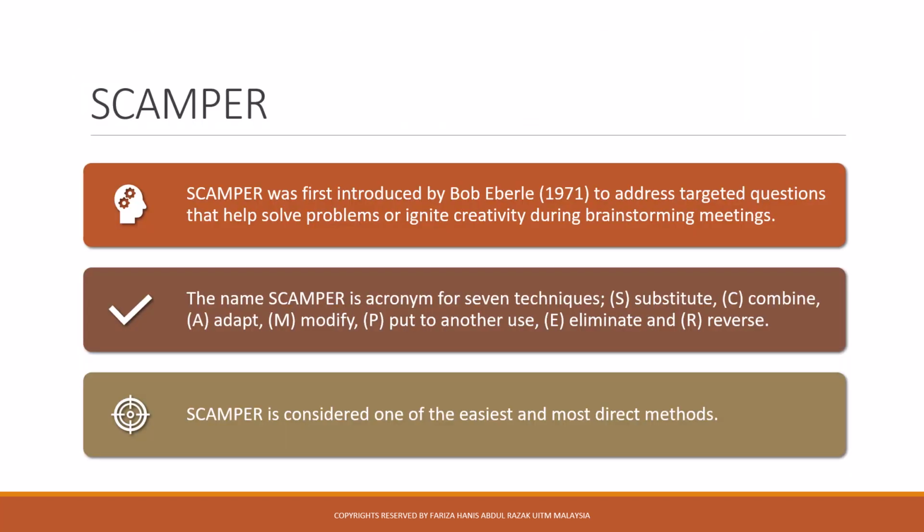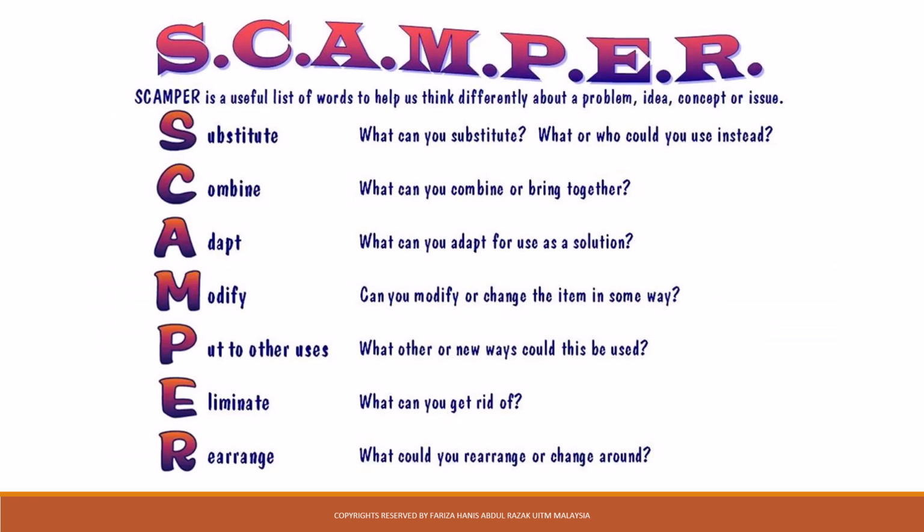Now we want to talk about the creative tools. First we have SCAMPER, introduced by Bob Eberle in 1971. SCAMPER is the acronym for substitute, combine, adapt, modify, put to another use, eliminate, and reverse. SCAMPER is considered one of the easiest and most direct methods. This is the description of how you can use the SCAMPER tool in order to be creative when solving your problems.